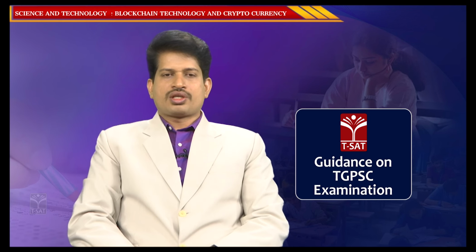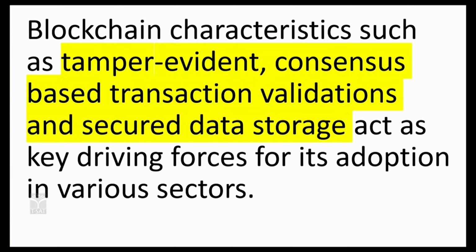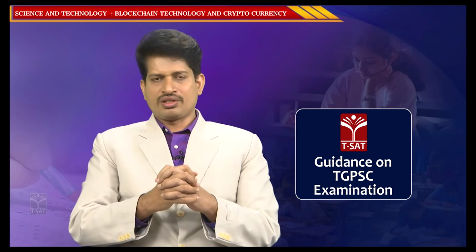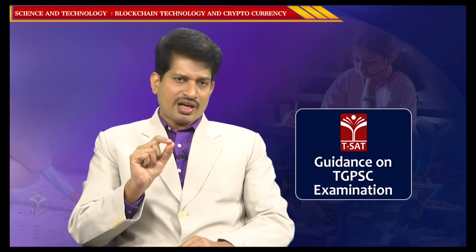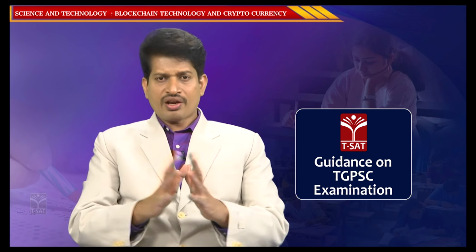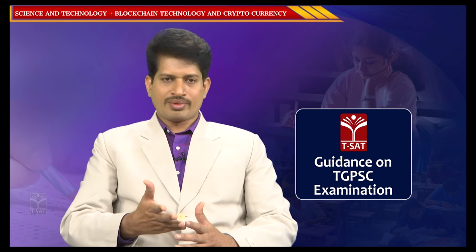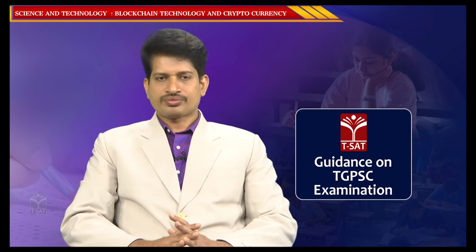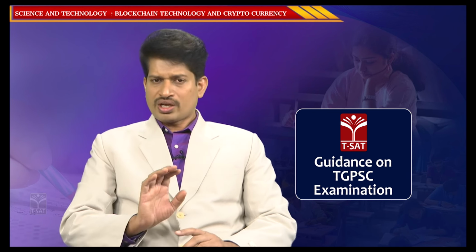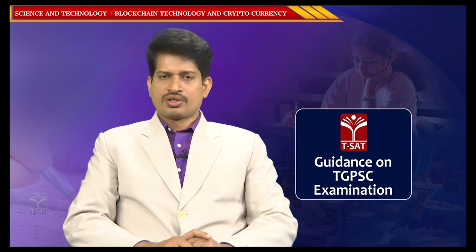Blockchain characteristics such as tamper evident means, for example, somebody is hacking and transacting your money. With the help of IP, we can identify where this fraud has happened very easily. That is what tamper evident is, because for somebody to intrude into your domain, there must be an IP. So, we can identify the place where this fraud has happened.